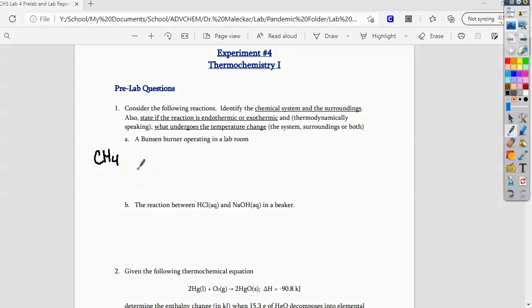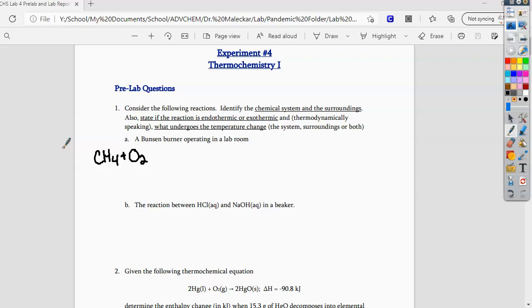So when we're talking about a Bunsen burner, please do not write this exactly as I write it on your lab. This is just to help you in case you forget some things. It is methane gas and it's a combustion reaction. So just knowing that it's a combustion reaction, you should know whether it's endo or exothermic.